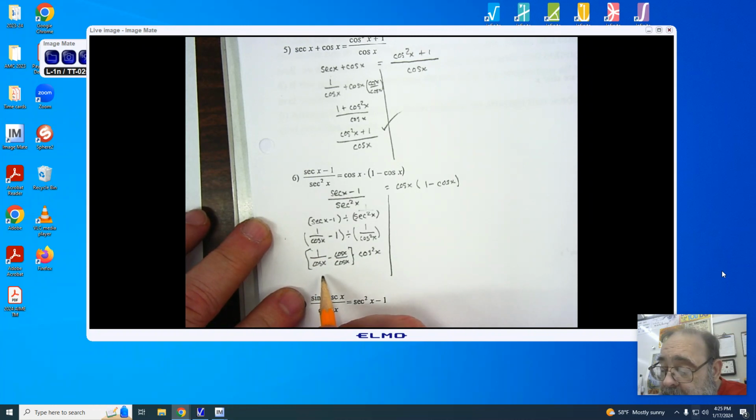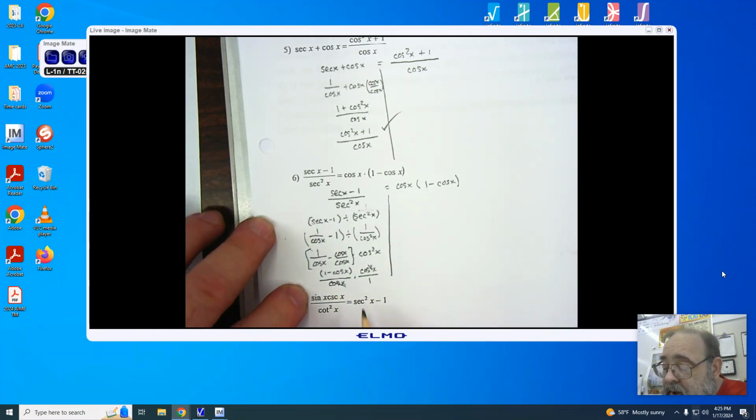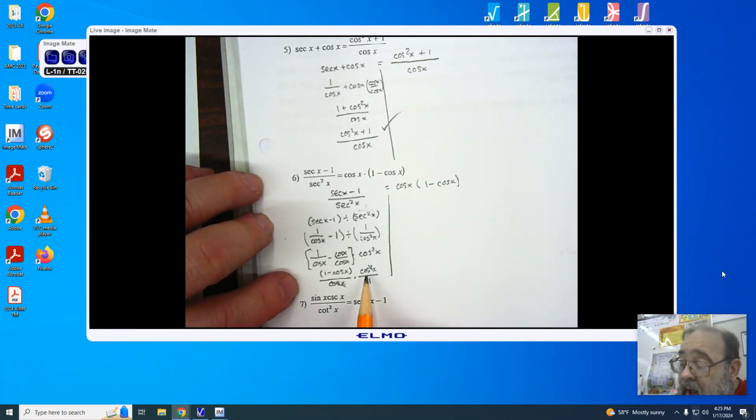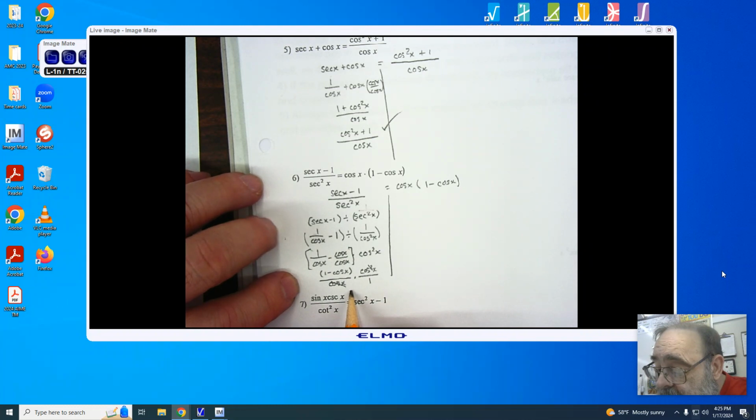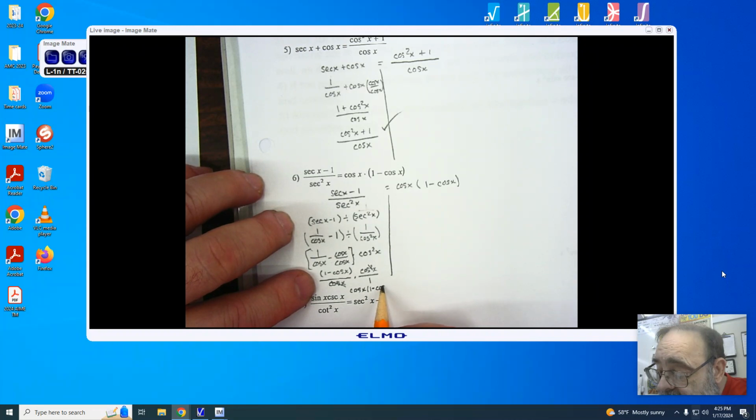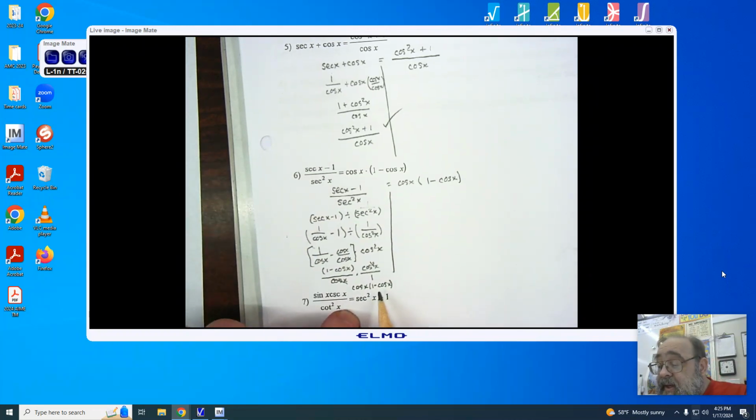Getting the common denominator, I have 1 minus cosine of x. I'm dividing by cosine of x, and I have times cosine squared x over 1. The cosine power is going to cancel with the denominator, and you'll notice by the commutative property of multiplication, I can move the cosine to the front, so that I have the cosine of x times 1 minus cosine of x. And you'll notice that this is what I'm trying to get. And since they are now equal, I have verified the identity.